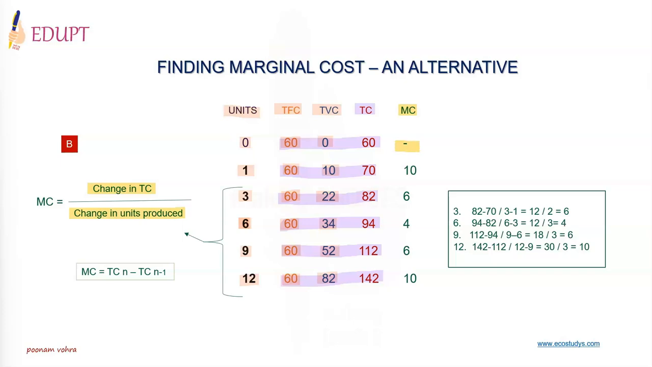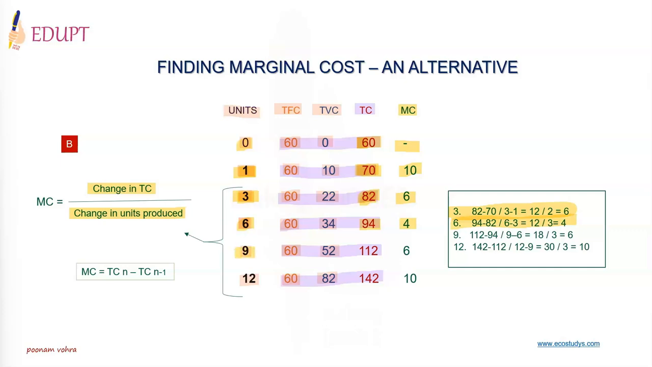When 1 unit is produced, change in total cost is 70 minus 60. Change in units produced is 1 minus 0. So it is 10. For the third unit, change in total cost is 82 minus 70 and change in units produced is 3 minus 1, that is 2. So you get marginal cost as 6. For the 6th unit, it is 94 minus 82 divided by 6 minus 3. You get 4. Marginal cost is 4.